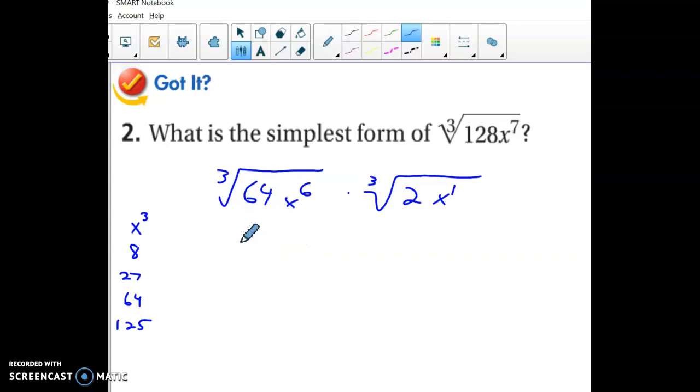And now the cube root of 64 is 4. Divided out, 6 divided by 3 is 2. And then we have a leftover third root of 2x.